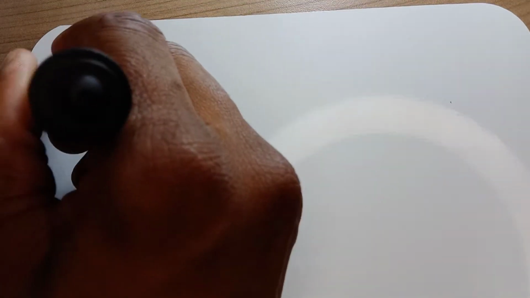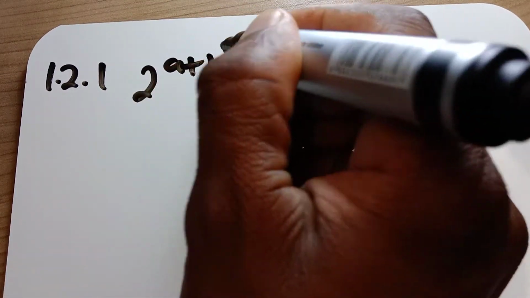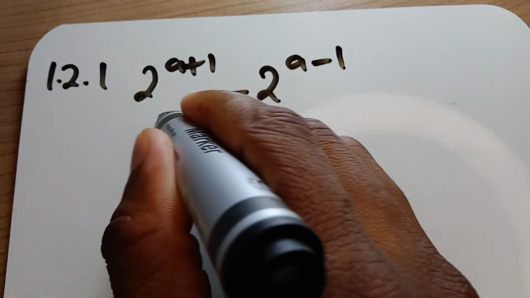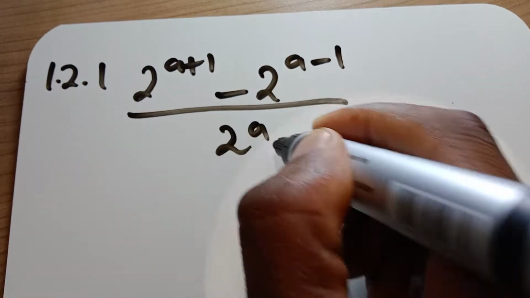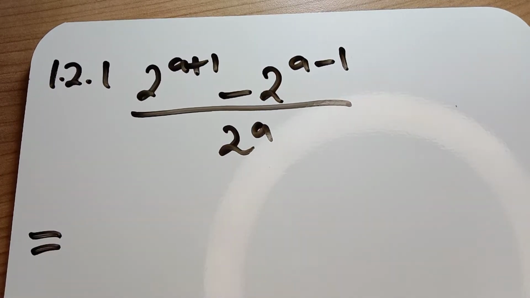We are having 1.2.1 as 2 to the exponent a plus 1, subtracting 2 to the exponent a minus 1, then all of them over 2 to the exponent a. Okay, we are having it like that, and we are told that we should simplify. Then we should recall our laws of exponents.